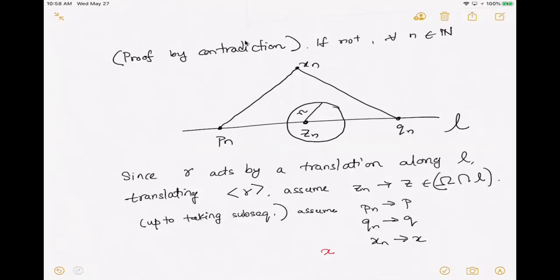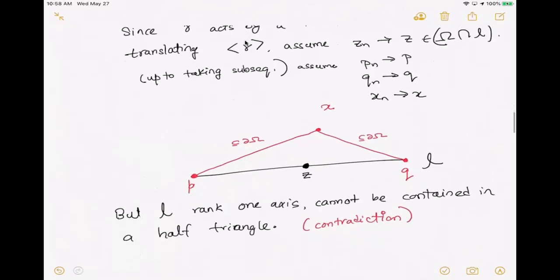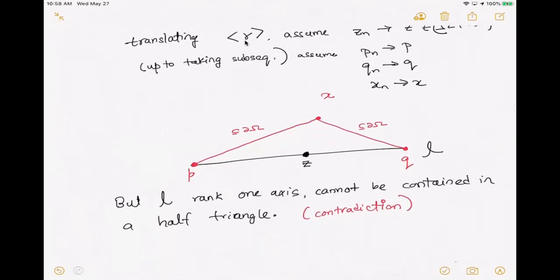Now we will try to understand what happens to the configuration of the 4 points Z, P, Q, and X. Because of the way the points were constructed, this is what happens. The point Z is in the interior of L, but the projective geodesic segment PX, which is now in the boundary of omega, the segment QX is also in the boundary of omega.